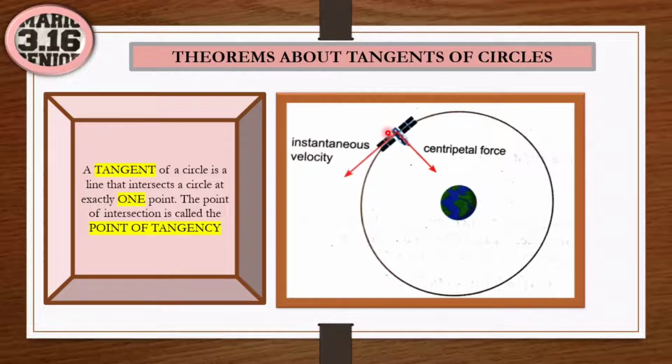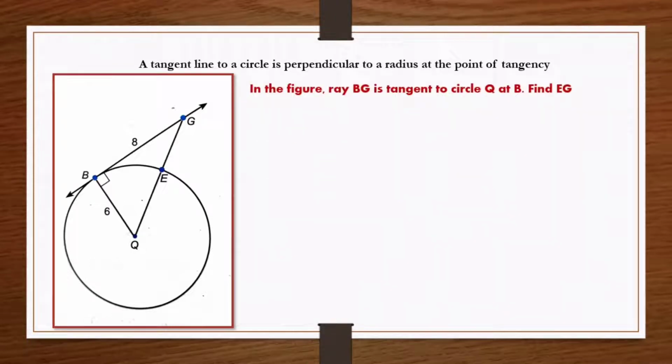Now, for the following, we will study some properties associated with the tangent line. In the given figure, ray BG. Where is ray BG? This is BG. Ray BG is tangent to circle Q, named at point Q, at B. So, B here is our point of tangency. Find EG. Remember also that a tangent line to a circle is perpendicular to a radius at the point of tangency. We also call that the tangent segment theorem.